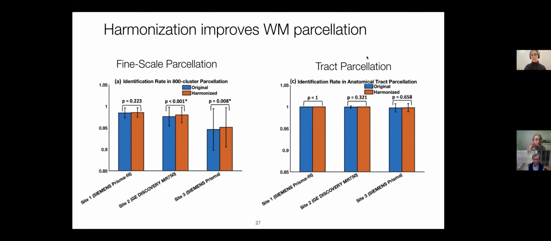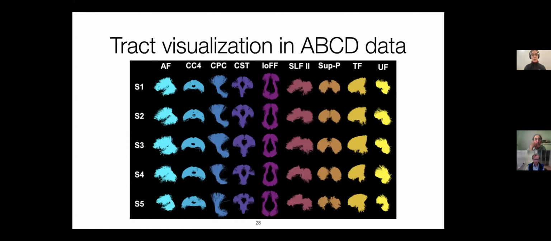And as far as the tract parcellation, these are so much larger than the clusters. They're very robust to extract. And you can see on the right that, while the identification rate very slightly improved, they're all just about at 1, and there aren't any significant differences, as we would probably expect. This is an example tract visualization of 5 example subjects from this 10,000 subjects, showing some of the tracts that we automatically extracted across subjects.